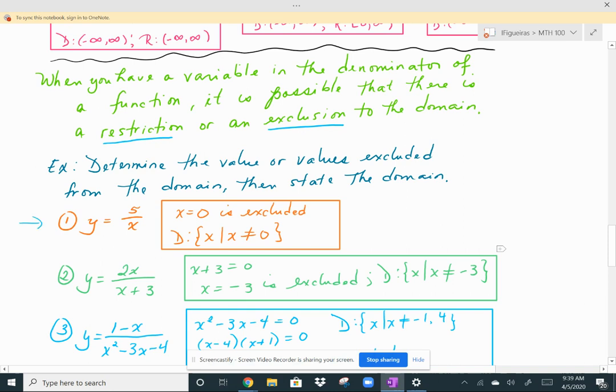y equals 5 over x. Well, the only time my denominator would be 0 is when x is 0. So x equal to 0 is excluded from the domain. So that answers the first part of the question.